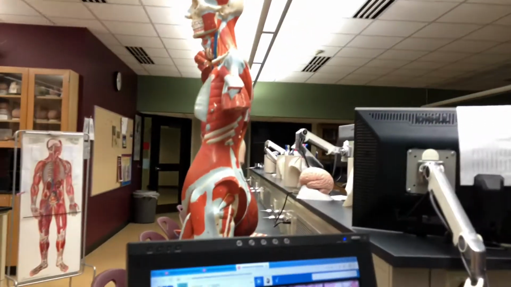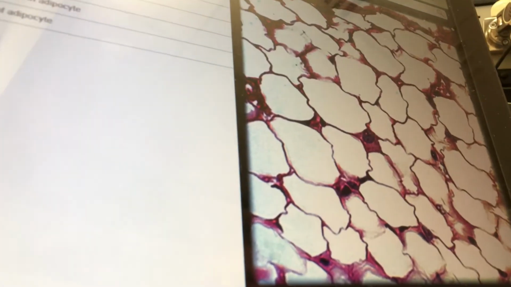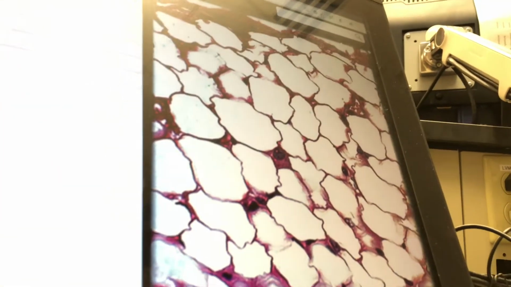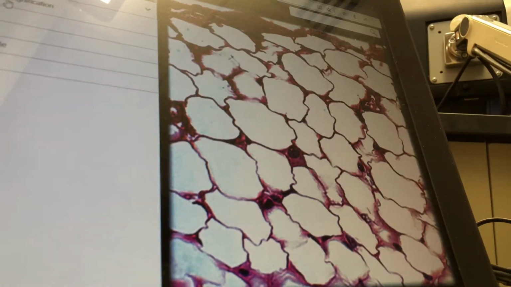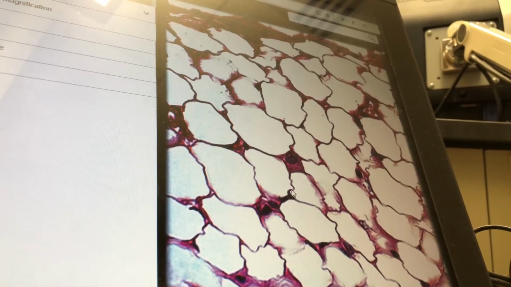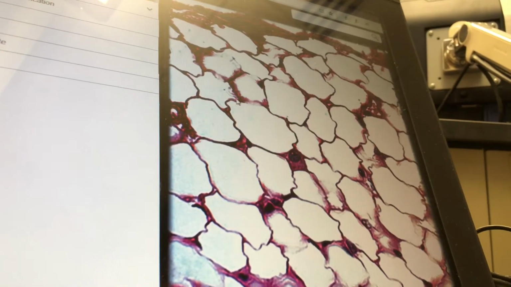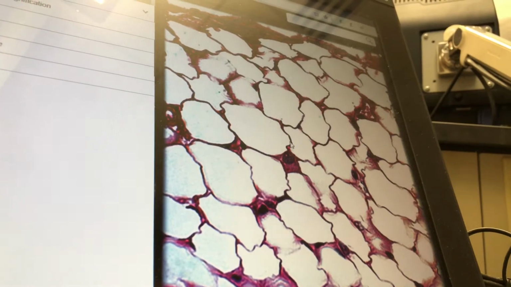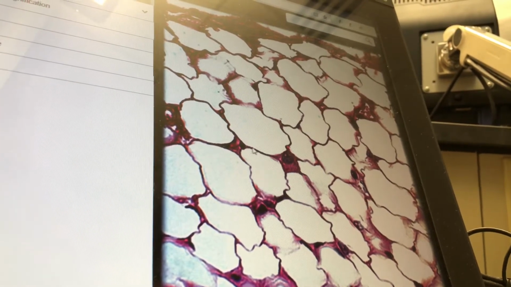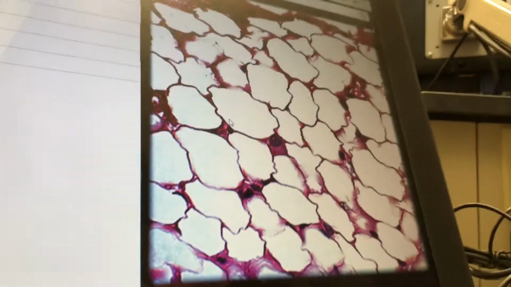Next tissue that we need to know is adipose tissue. So here is adipose tissue right here, folks. Now again, when we look at adipose tissue underneath a microscope, a lot of times it either comes out white or yellow, and in this case it's white. So what you're looking for are these somewhat circular or oval shaped cells. And the name of these cells in adipose tissue are called adipocytes.